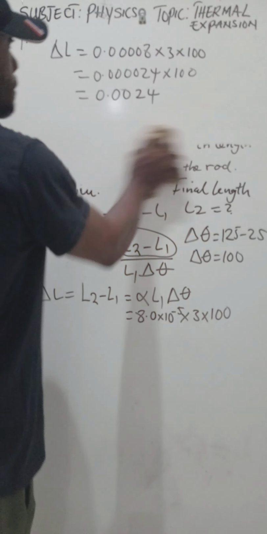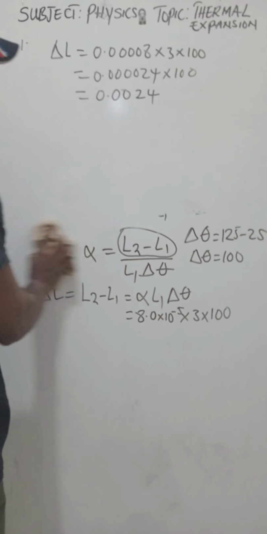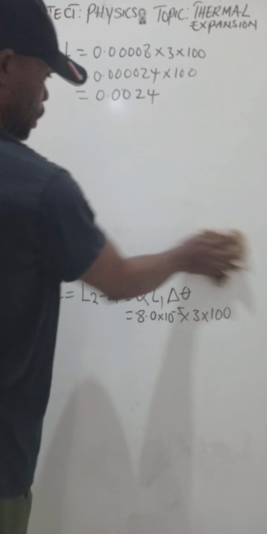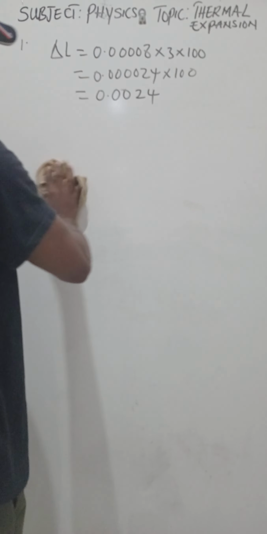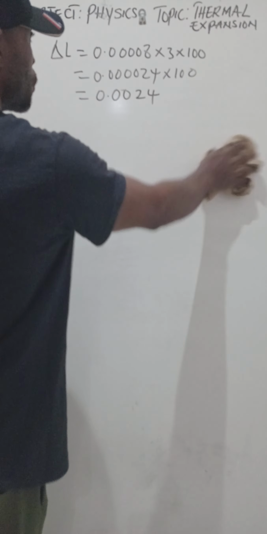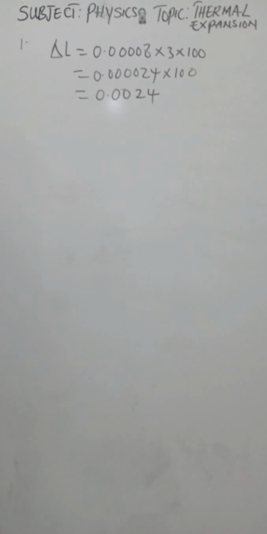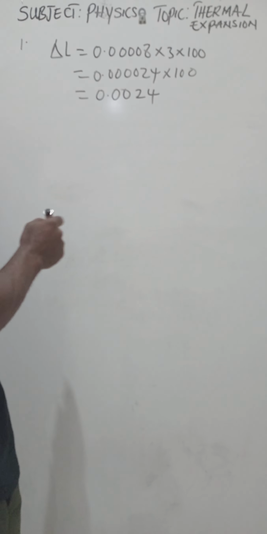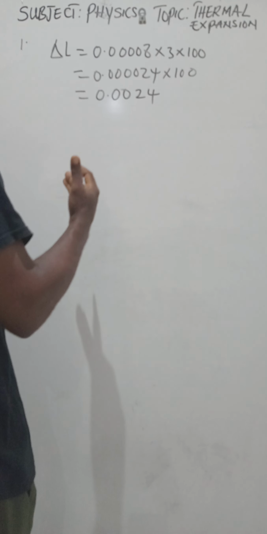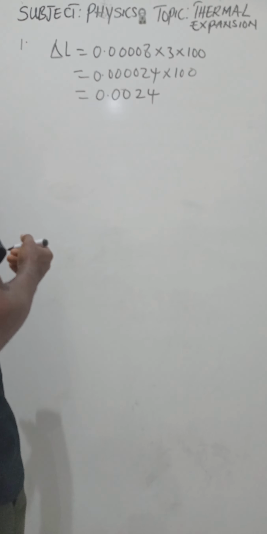So when the metal rod was heated from a temperature of 25 degrees Celsius to 125 degrees Celsius, the increase in length is 0.0024. Now, the second question says we should find the final length of the rod when it was heated from 25 degrees Celsius to 125 degrees Celsius.